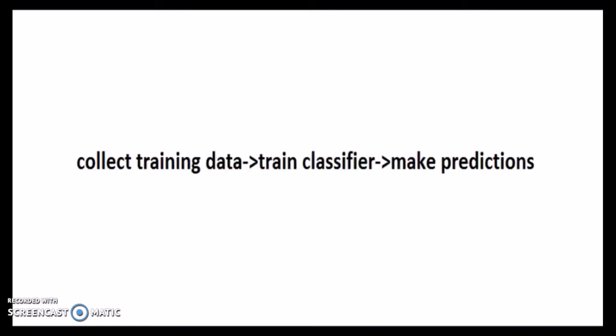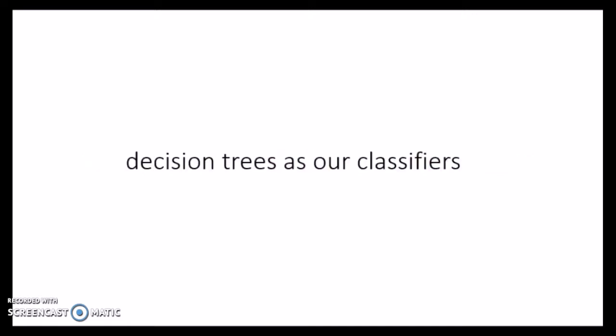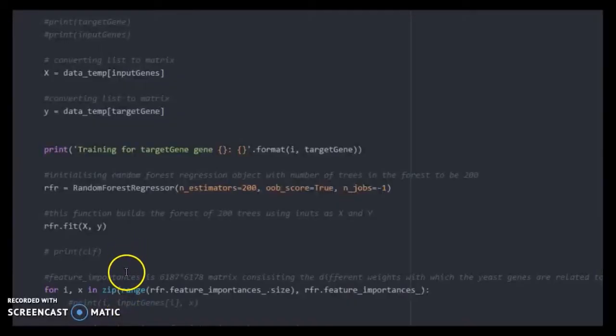Let's see how the machine learning works here. First, we collect the training data. According to this training data, we train the classifiers, and then these classifiers make predictions. Here, we are using decision trees as our classifiers. The training algorithm is included in the classifier object as fit. We have used a random forest regressor algorithm which uses decision trees.